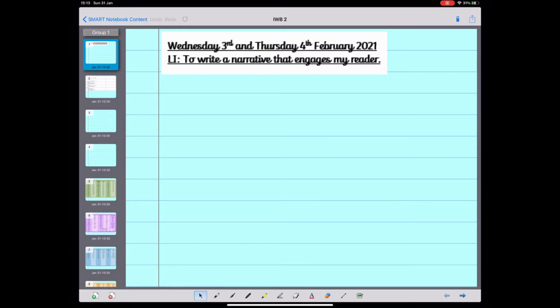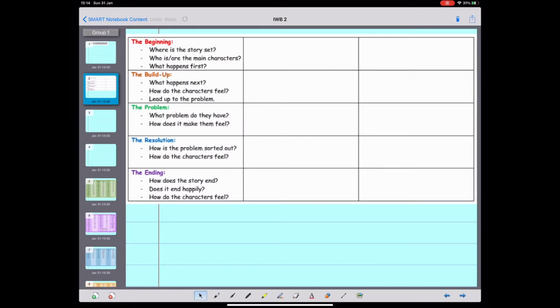So what I'm going to do is go back to my plan that I did yesterday, so make sure you've got your plan handy today because you're going to need that. If you haven't got your plan handy, don't worry, just grab the ideas that you came up with yesterday, and today we're going to be focusing on the beginning. So we're going to write the beginning of our story and the build-up. We're not going to write the problem or the resolution or the ending yet, we're just going to concentrate on the beginning and the build-up.